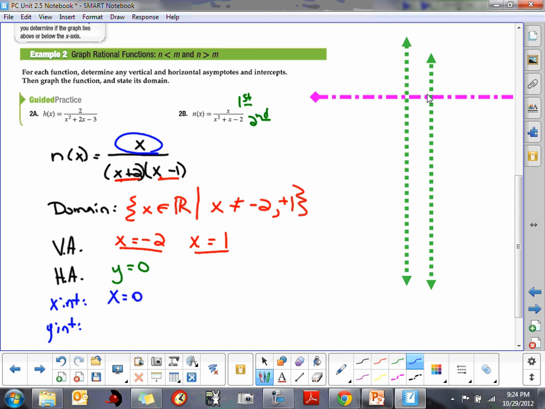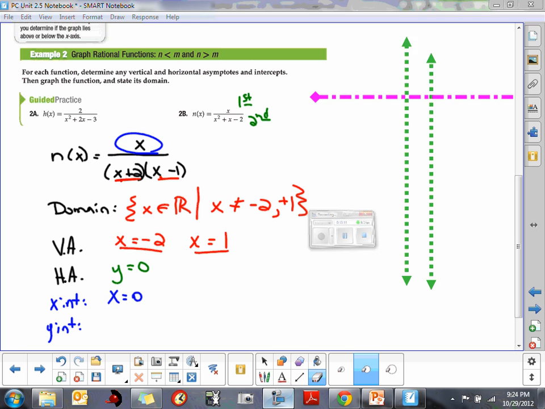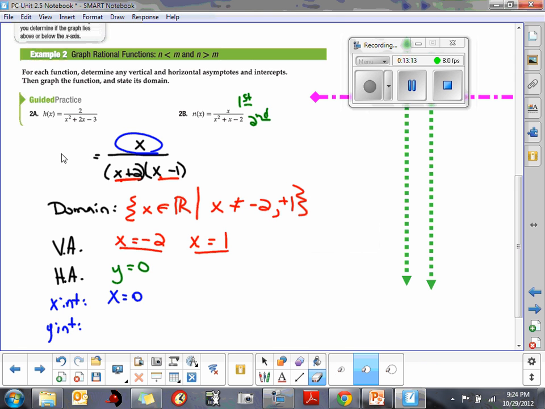The y-intercept is whenever we force the output to be equal to 0. So I'm kind of thinking of it like this: I want this output, the n at x, to equal 0. The only way a fraction can ever equal 0 is if the numerator is equal to 0. So our y-intercept in this one is the same. It's when y equals 0. So we have the origin as being the one location where it crosses the axis.